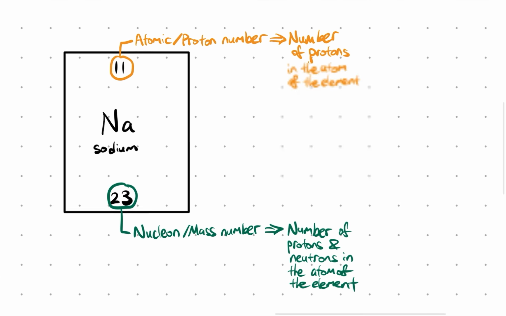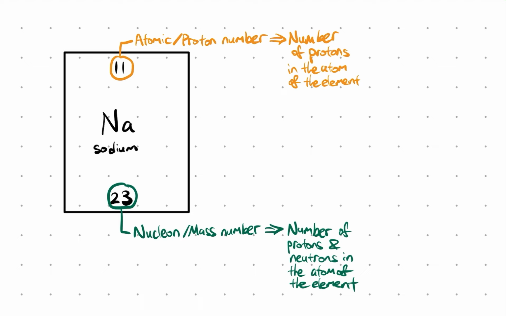Now, the number of protons in an atom can be used to classify an atom of an element. For example, let's take a look at sodium here. The number on the top is the atomic or proton number, which corresponds to the number of protons in the atom of the element. From this, we know that sodium has 11 protons.